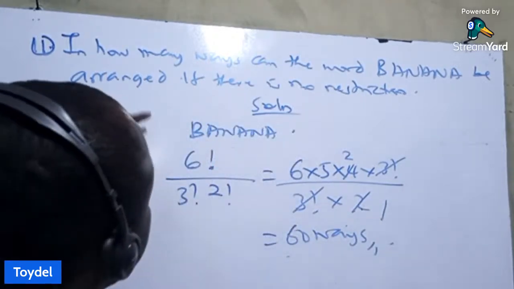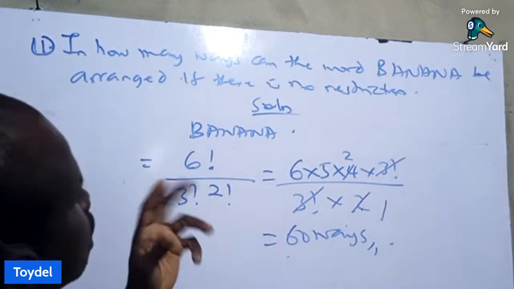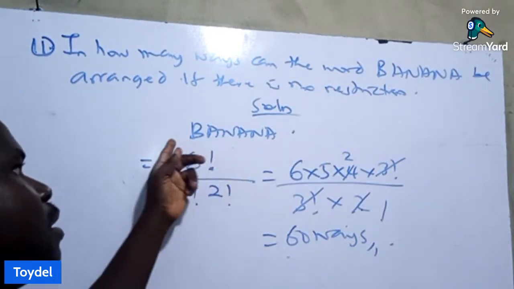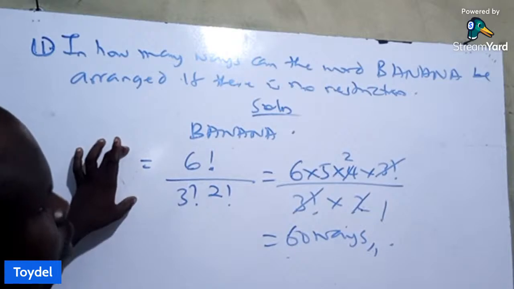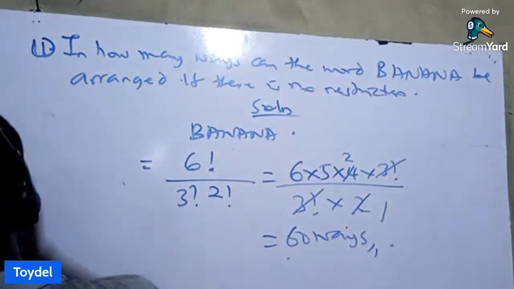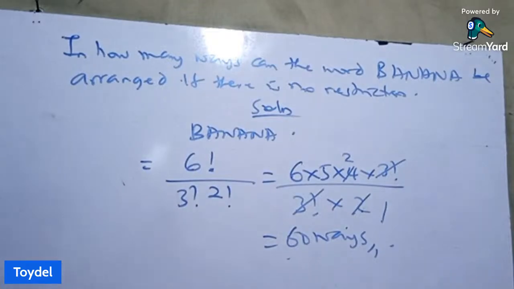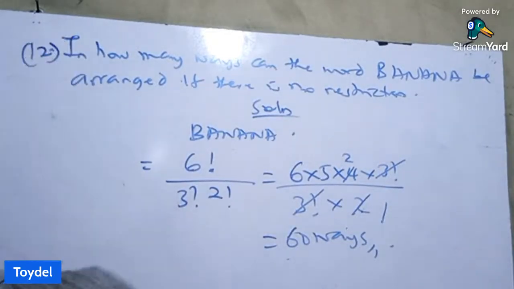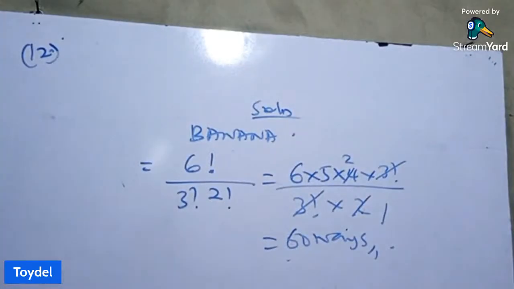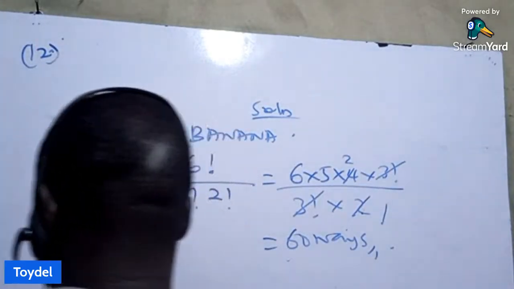But if there is restriction, probably the question says that the 2 Ns must be together, and then this will not be the solution. So if you really want to know more about permutation and combination, you just go through my video on permutation and combination. Okay, so that is that about permutation and combination.